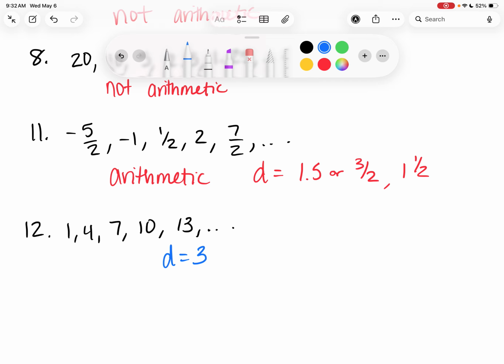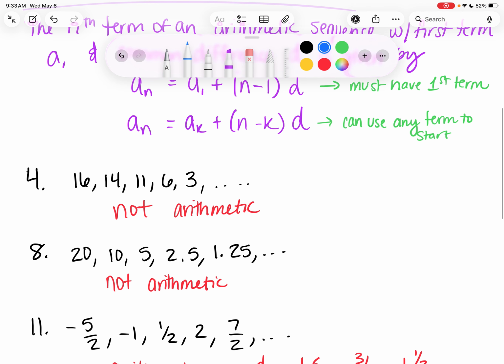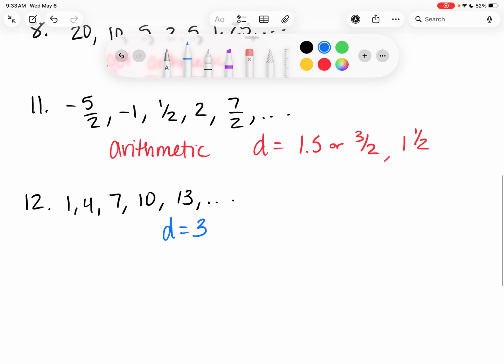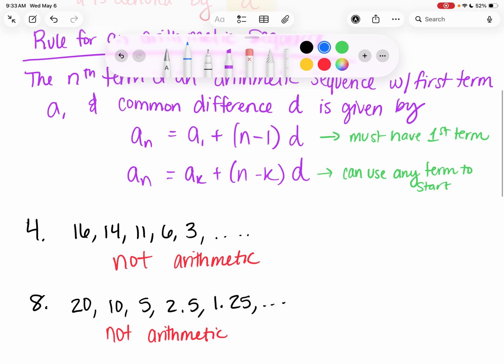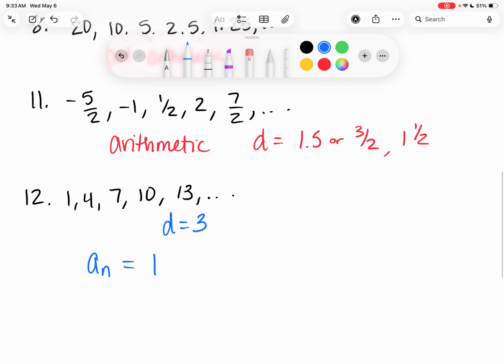We're going to use the information that we have here to write our rule. Usually I put the common difference value in front, because I don't like the distributive property being backwards, but that's just me. So our rule is going to be a sub n is equal to our a sub 1 value, so that's 1, plus the common difference, 3, times n minus 1.